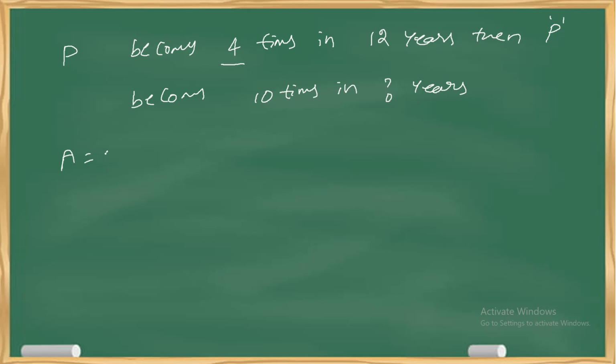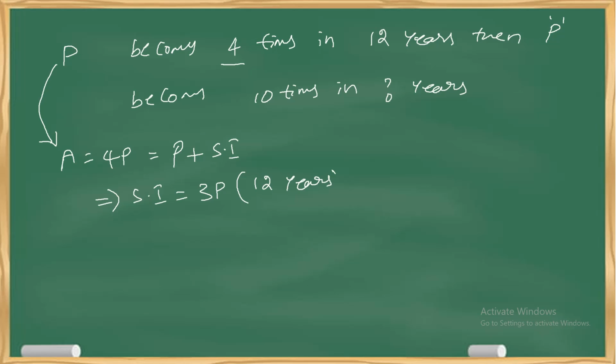So amount is equal to 4p according to the question. This equation states amount is equal to 4p. But what is the formula for amount? P plus simple interest. So when you relate this one, you will get simple interest is equal to 3p in how many years? 12 years. Then simple interest will become p in how many years? Division 12 by 3, 4 years.